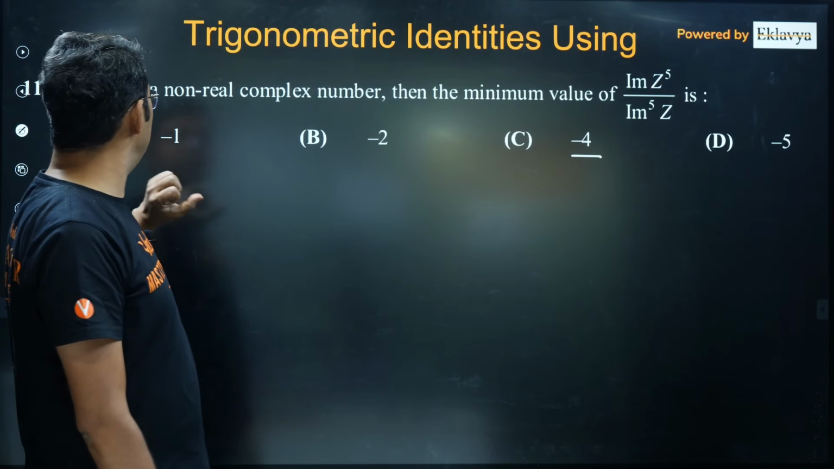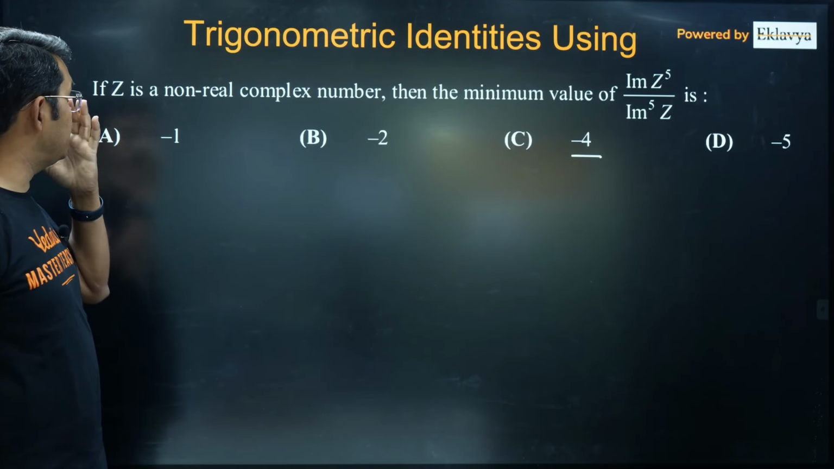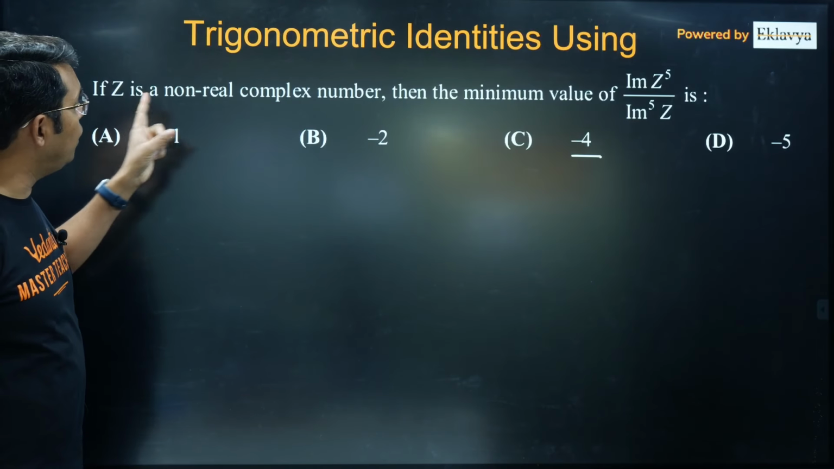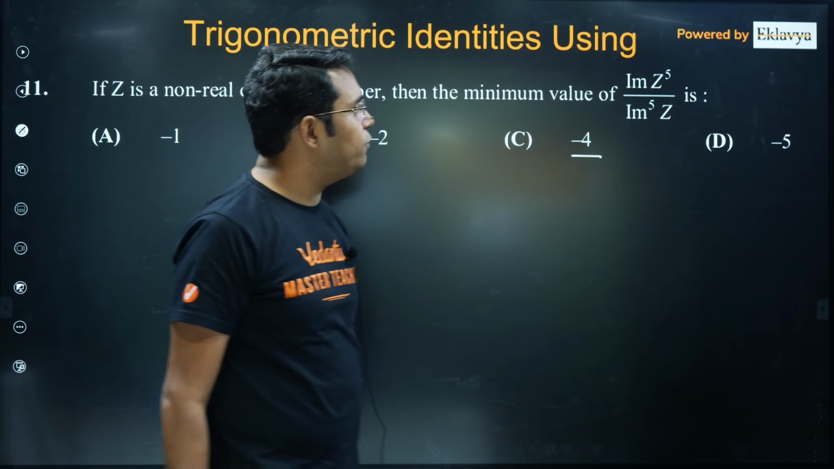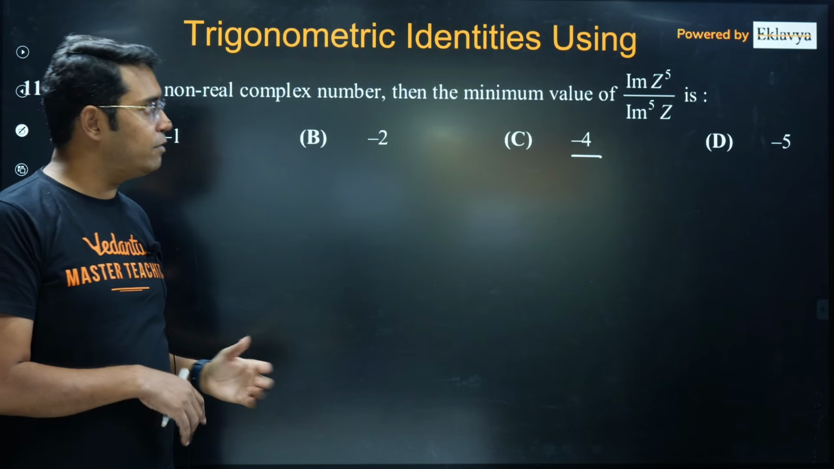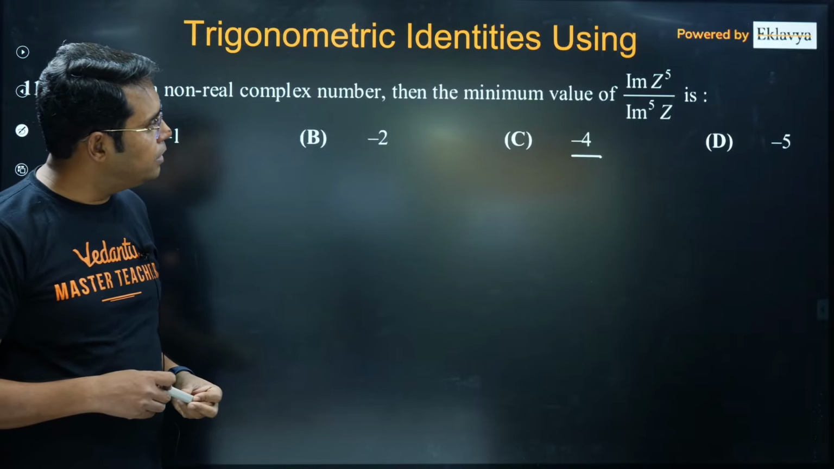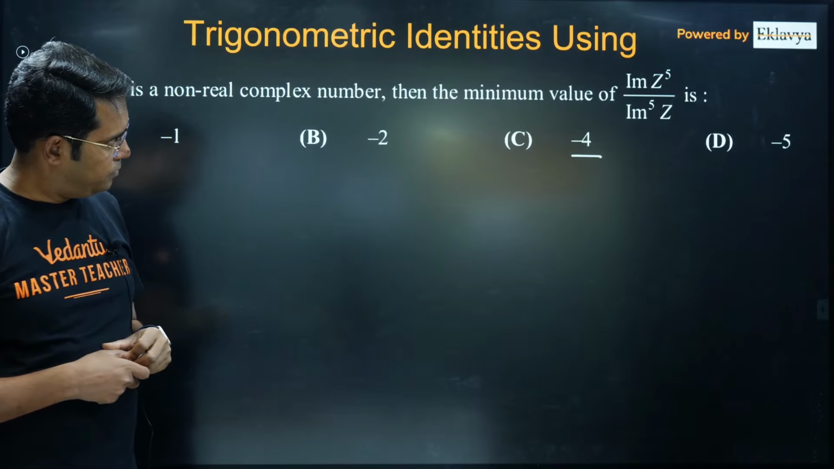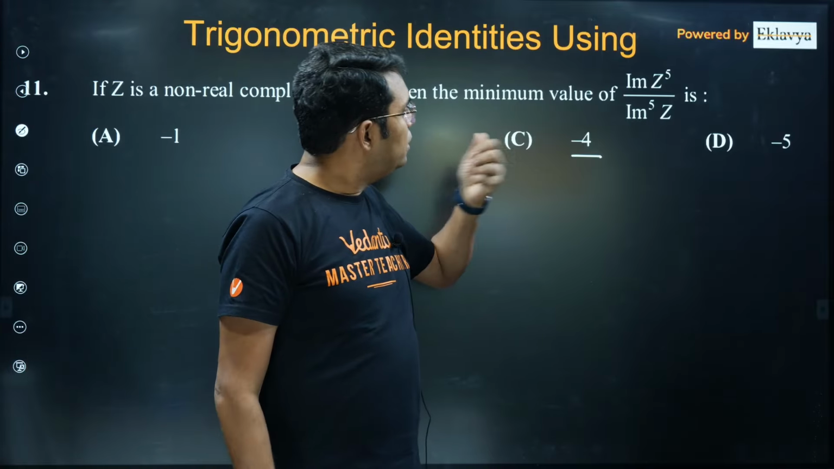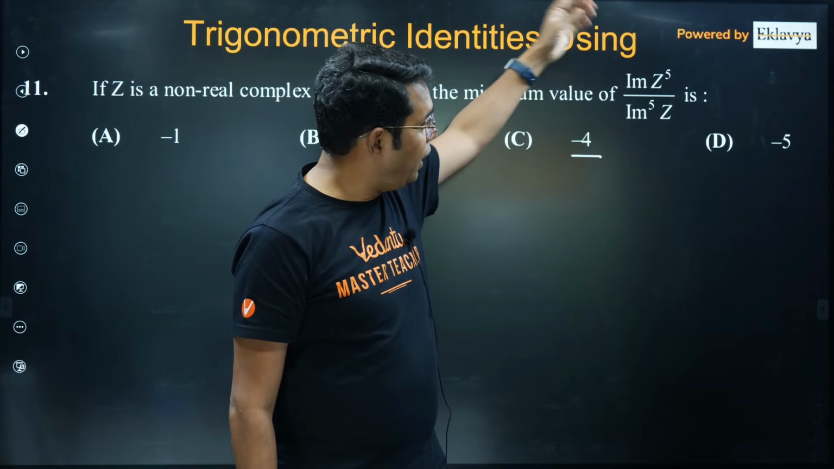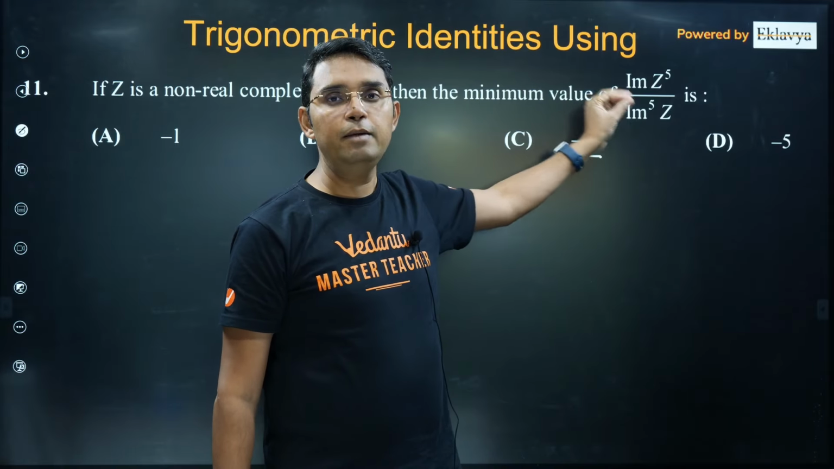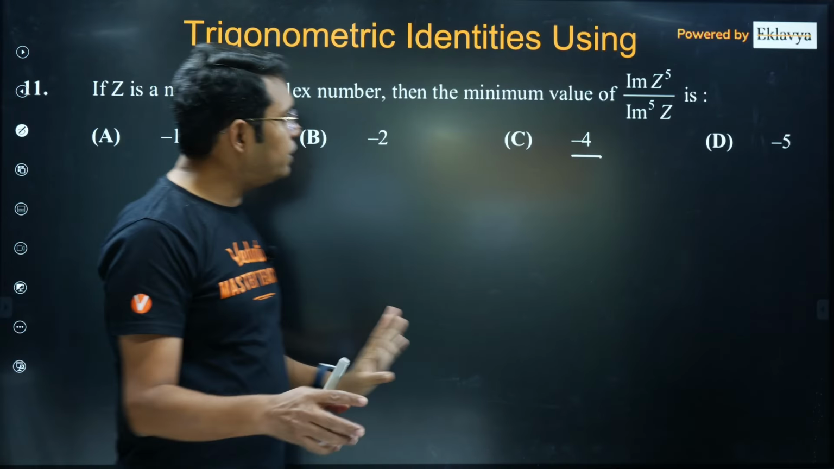Now let's take one question. Here we are given Z is a non-real complex number. We have to find the maximum value of the imaginary part of Z power 5 upon the fifth power of the imaginary part of Z. This is what they are asking.